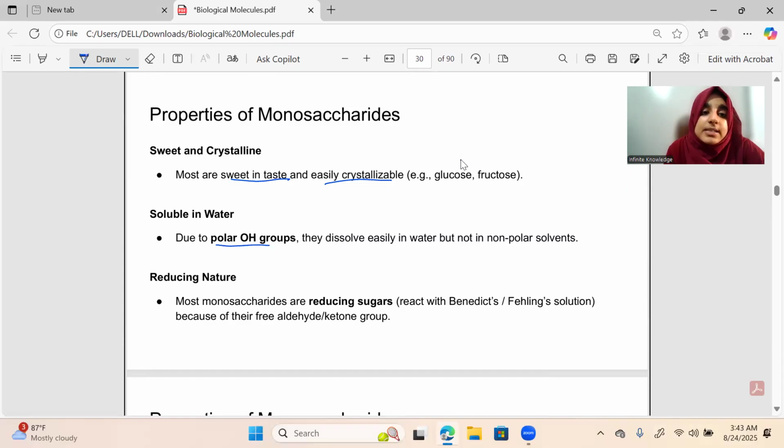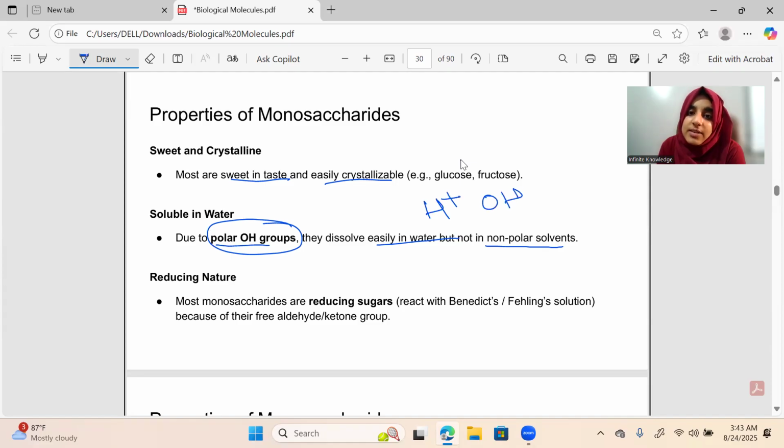Okay, why? Because the polar hydroxyl groups, they can dissolve easily in water, but they cannot dissolve in non-polar solvents. Okay, so what happens basically is that water is a polar solvent. It contains H positive and OH negative ions, right? That is why it can easily dissolve polar groups, but non-polar solvents cannot be dissolved in this. Okay, now monosaccharides are also reducing sugars.